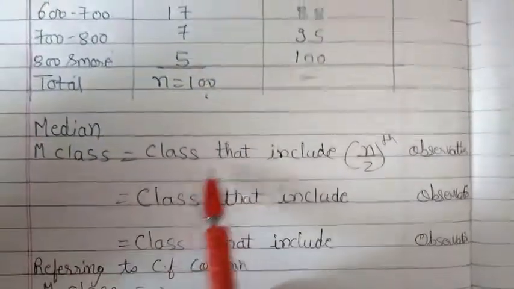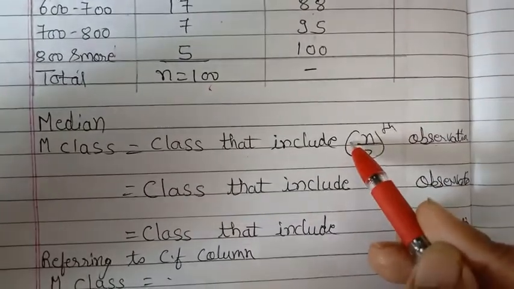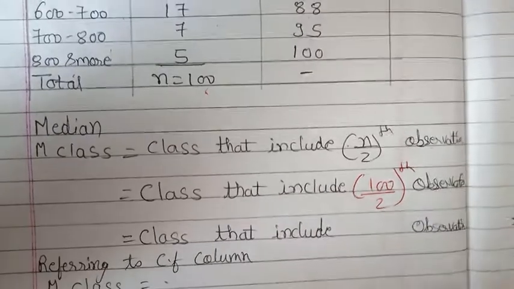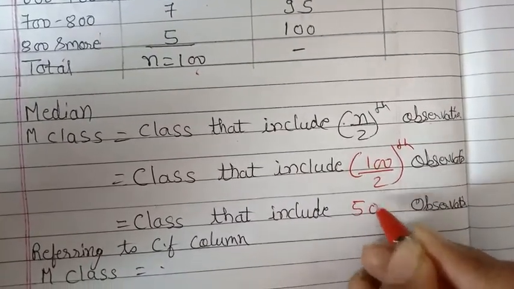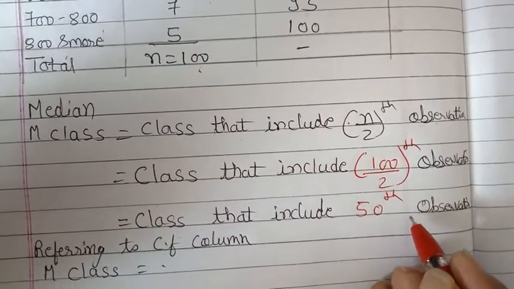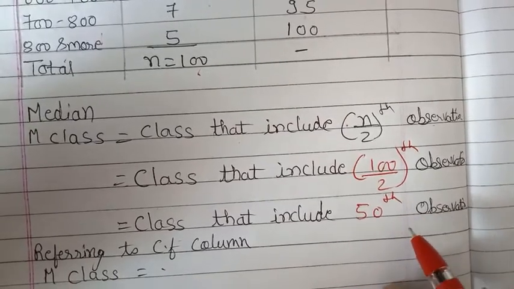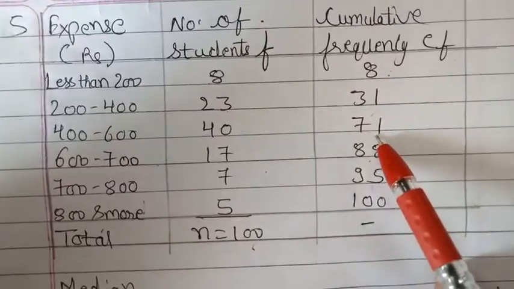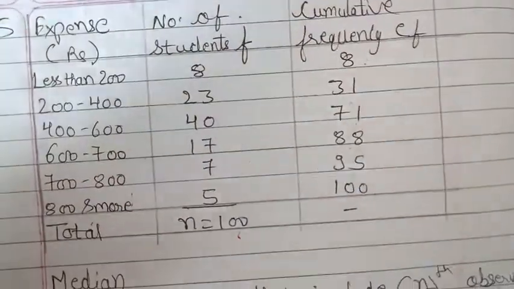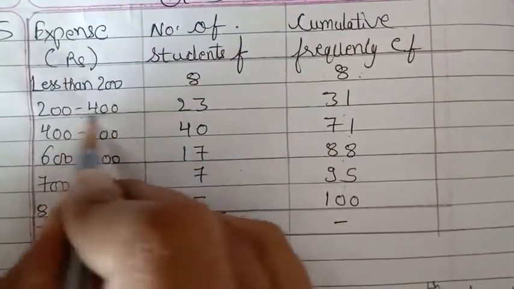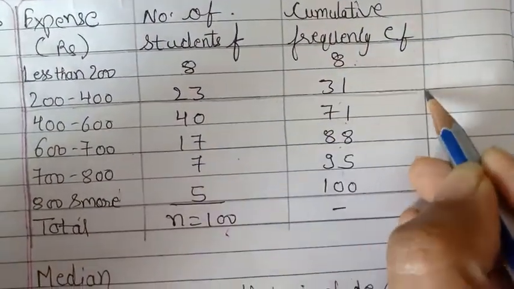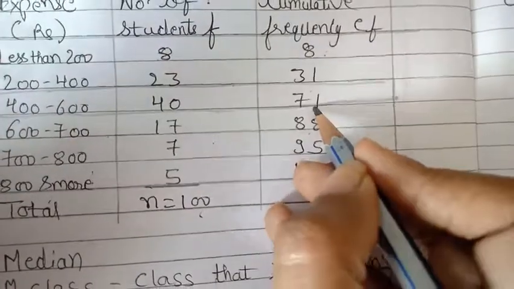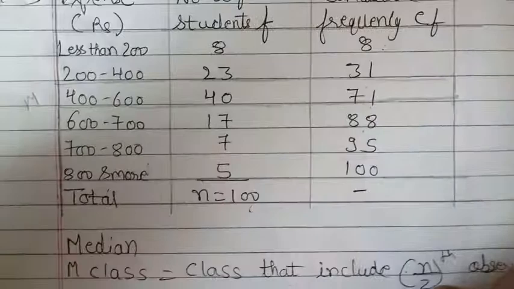So the median class is the class that includes the n upon 2th observation. Here our n is 100. So 100 upon 2th observation. 100 divided by 2 is 50. So we have to see the class that includes the 50th observation. The class that includes the 50th observation here is 400 to 600. Right, so this is our median class.